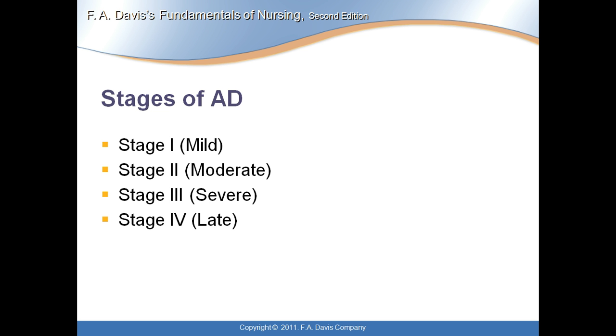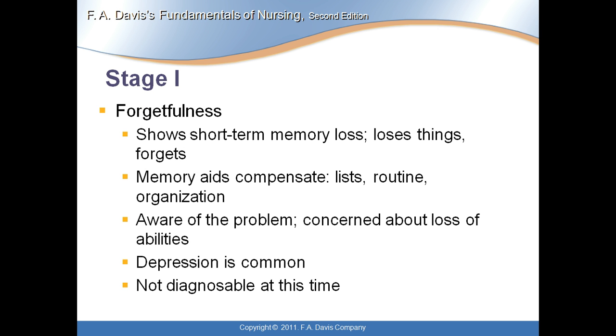Stages of Alzheimer's disease: there is stage 1, which is mild, stage 2, which is moderate, stage 3, which is severe, and stage 4, which is late. Stage 1 is forgetfulness: shows short-term memory loss, loses things, forgets. Memory aids compensate, so they may start making lists, they follow a routine, and they have some sort of organization. That's why when Grandpa went to the store and used the same route that he did every single day for the last 20 years, and something changes and he gets completely lost, we find him on the news because no one can seem to find him.